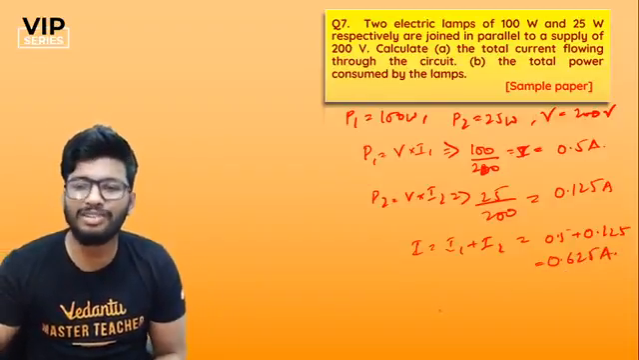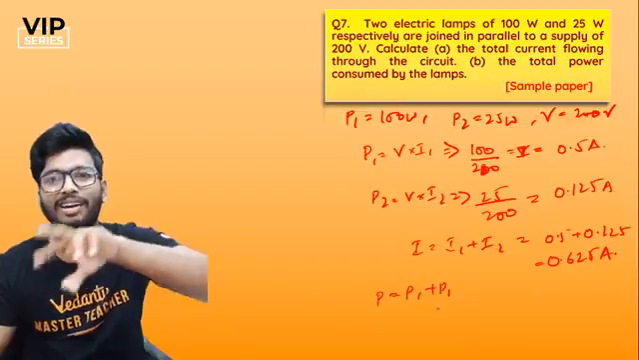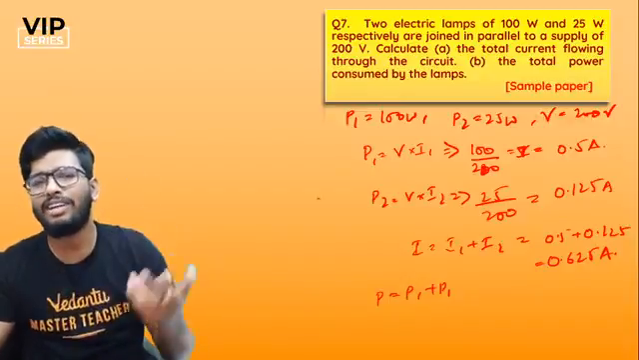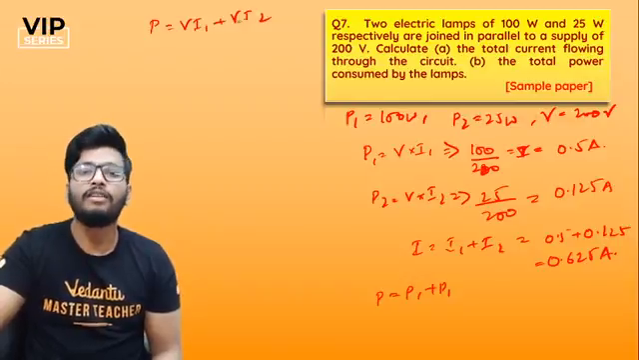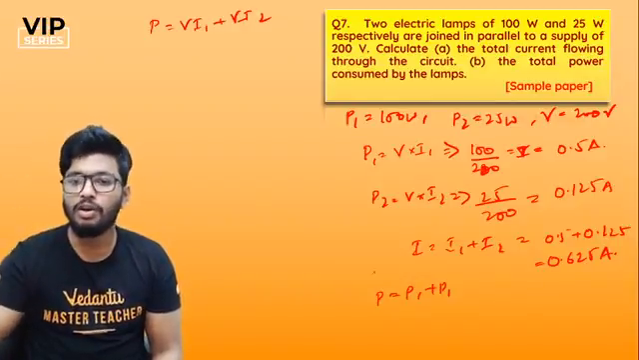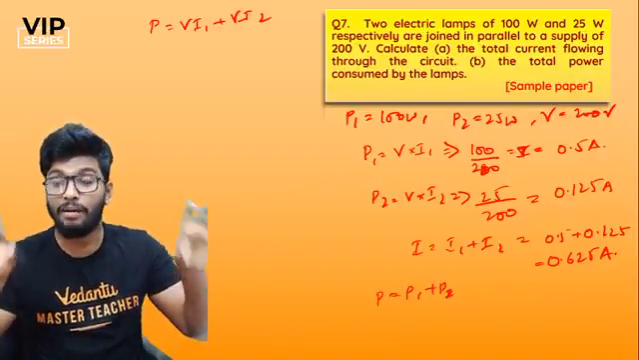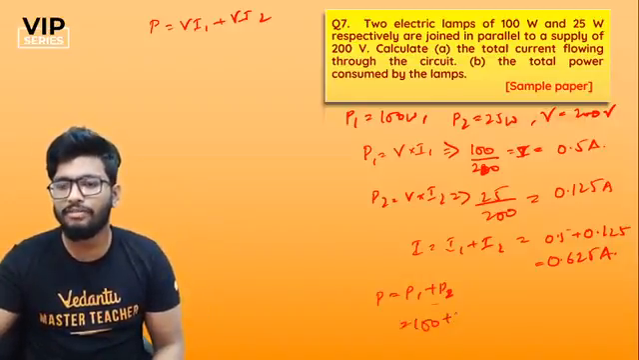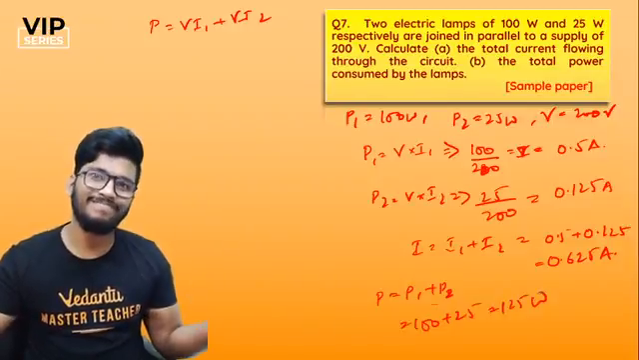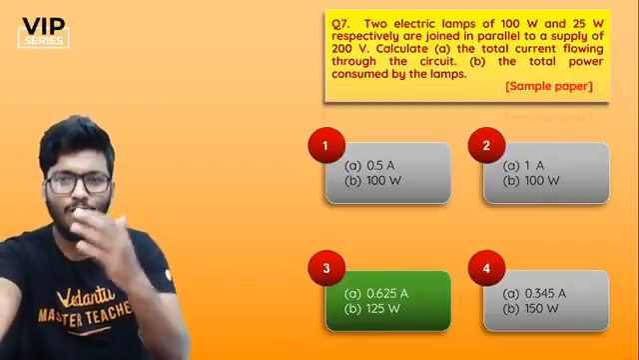Now to find out the total power consumed. So power P is equal to P1 plus P2, or in other words, VI1 plus VI2, which is nothing but power. In parallel circuits, I told you that the total power consumed is nothing but the sum of the power consumption of the individual appliances. So it's 100 plus 25, which is nothing but 125 watts. So that's how 0.625 amperes and 125 watts would be the answer for this question.